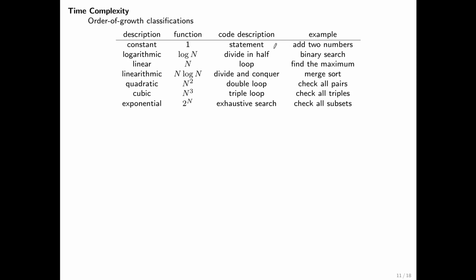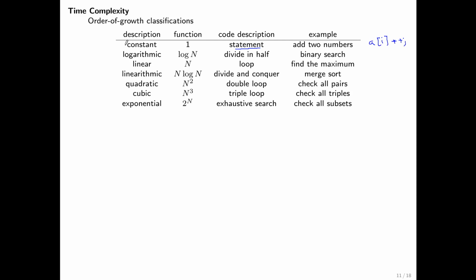Another example to keep in mind is array access. Let's say you have an array A, and you're trying to access the ith element from it. This operation of indexing an array is a constant time operation. It doesn't really depend on how big A is, so this is extremely fast. And what is the code description? It's just a single statement. For example, A at I plus plus in code is a constant time operation. It doesn't depend on the size of A.